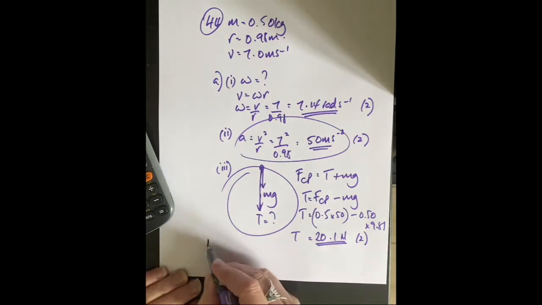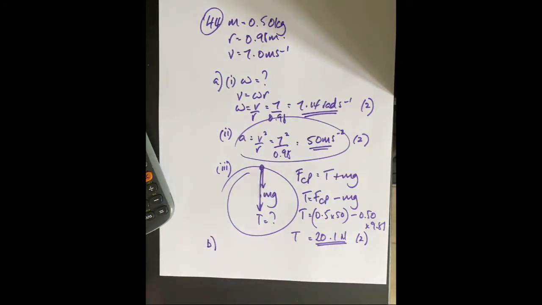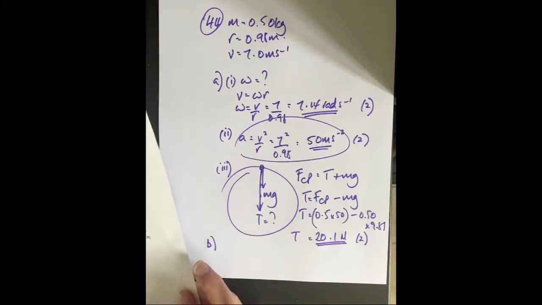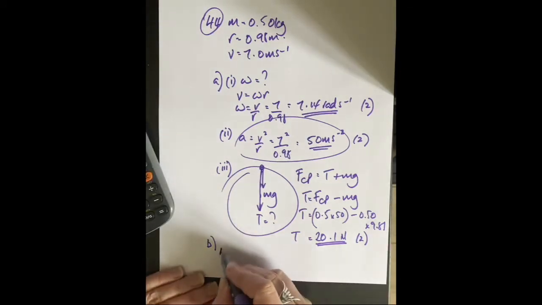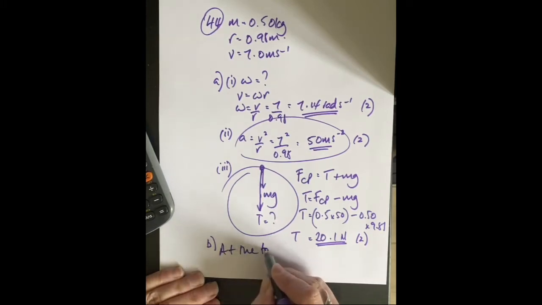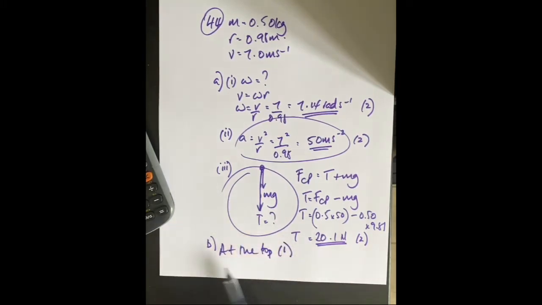And the last part, they do actually ask in the question, at which point in the motion is the tension the least? And it is at the top. So there was another mark for that. A few of you missed this out. You didn't actually state that answer. So that's number 44. Can you watch this again if you need to and correct your answer?